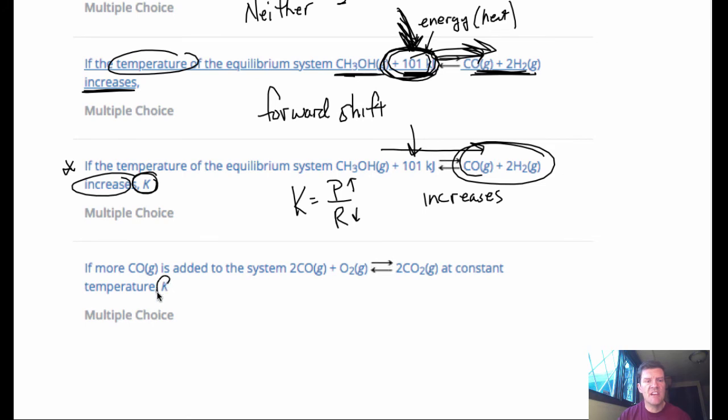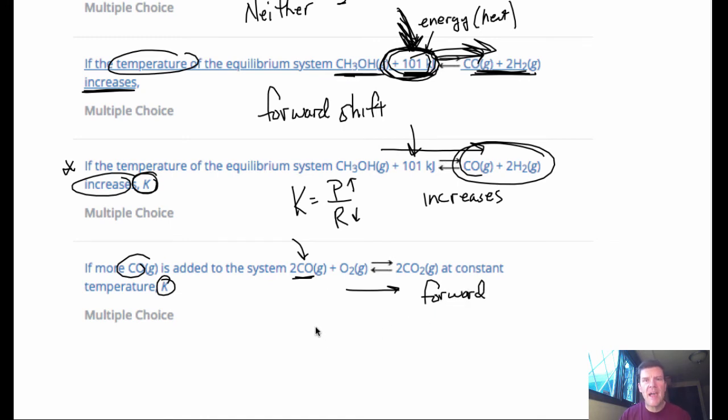And what this is saying here, this K value is not going to change. It's just going to get back to equilibrium. So let's look and see what the shift is, though. If more CO is added, here's your CO. You bring in more CO, it is going to shift in the forward direction.